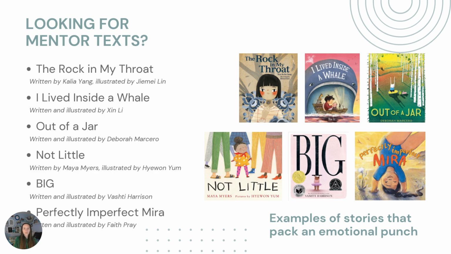And then if you're looking for some mentor text, I have this list of a few of my favorites. These are examples of stories that pack an emotional punch. A few of them we looked at briefly today. The one that we did delve into a little bit deeper was Big, but The Rock in My Throat, Out of a Jar, Not Little, Perfectly Imperfect Mira. And then we looked a little bit at I Lived Inside of a Whale. So these are all really great examples and can really help you to add emotional depth to your writing and connect with your readers.